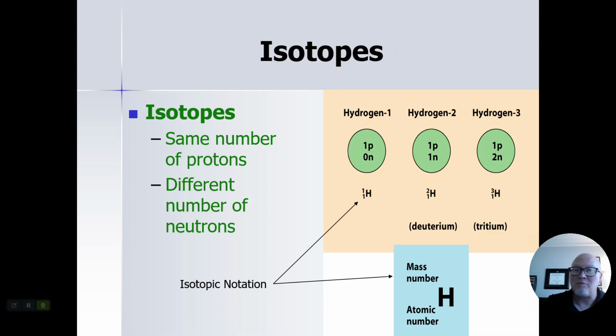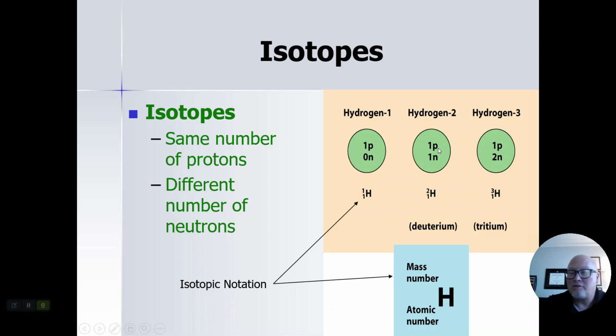So if we take a look at this example that I put here, there are 3 different kinds of hydrogen. Normal hydrogen, or hydrogen 1, has 1 proton and no neutrons. So this particular way to write an element symbol is called isotopic notation, in which case the mass number goes on top and the atomic number goes on the bottom. So this is not the same way that we see it on the periodic table. So the mass number would be on top, and the atomic number, which is the number of protons, would be here on the bottom.